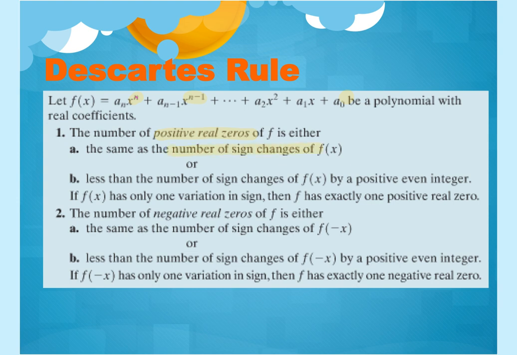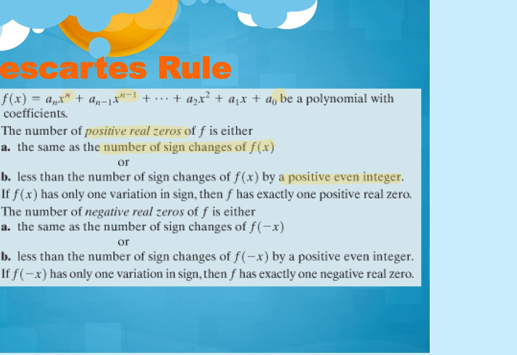So if it goes from positive to negative or negative to positive, that is a sign change. You literally count them. That's the most amount it can be. It can also be that number minus a positive even integer. What's a positive even integer? 2, 4, 6, and so on. So if I count my sign changes and there are 4 sign changes, then there are either 4 positive real roots, or subtract 2 from it, 2 positive real roots, or 0 positive real roots.